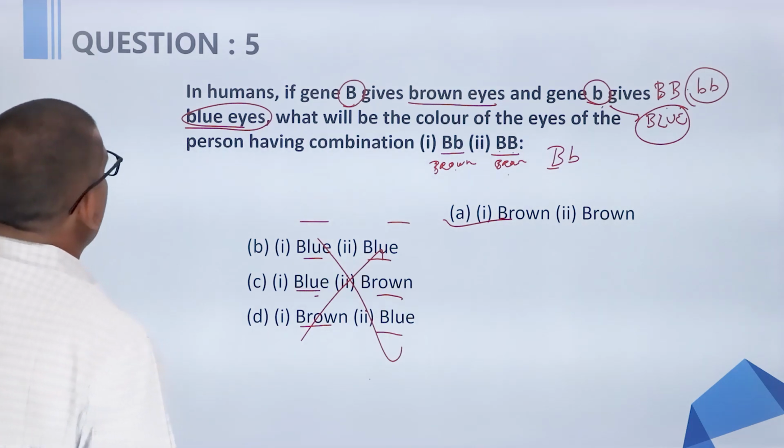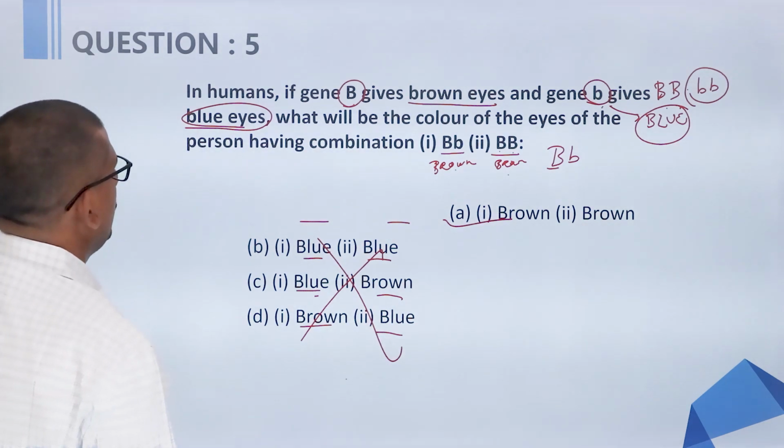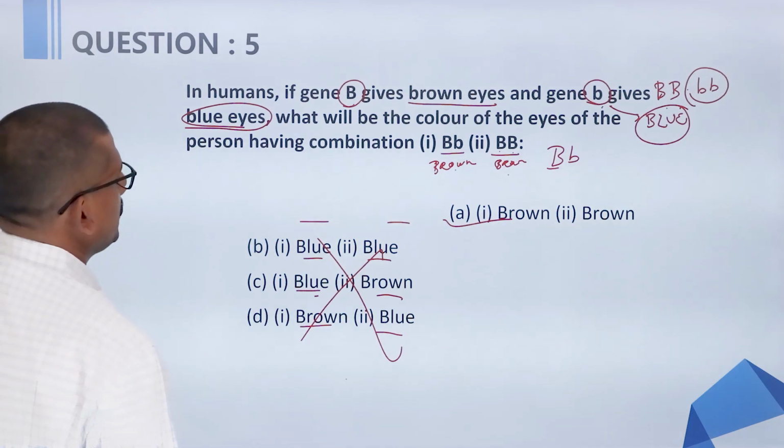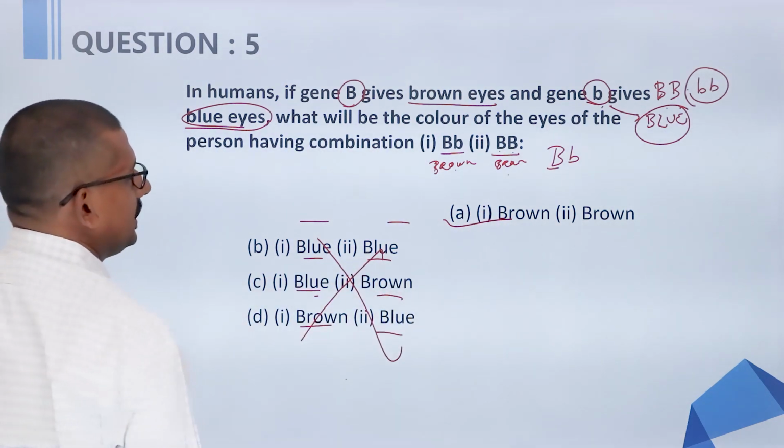So question number 5 is, in humans if gene capital B gives brown eye and gene small b gives blue eye, what will be the color of the eyes of the person having the combination capital B, small b and capital B, capital B? That is brown and brown. So option A, brown and brown, is the right answer.